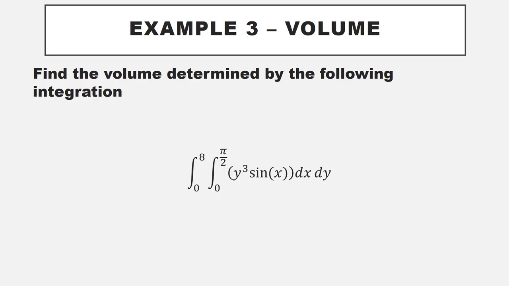By the way, integrating from 0 to pi over 2 and then integrating from 0 to 8, if you drew that out in the xy plane, you just get a rectangle where x goes from 0 to pi over 2 and y goes from 0 to 8. So the region we're integrating over is still rectangular because of these bounds. X going from 0 to pi over 2, y going from 0 to 8.